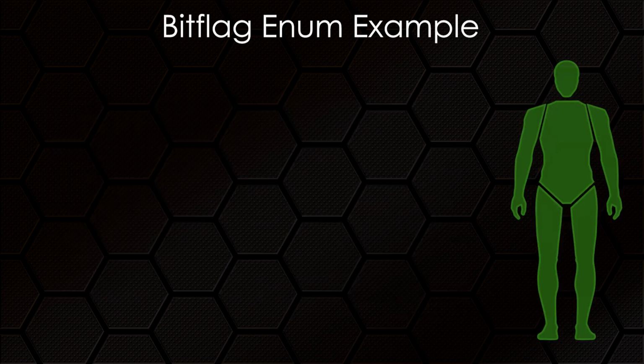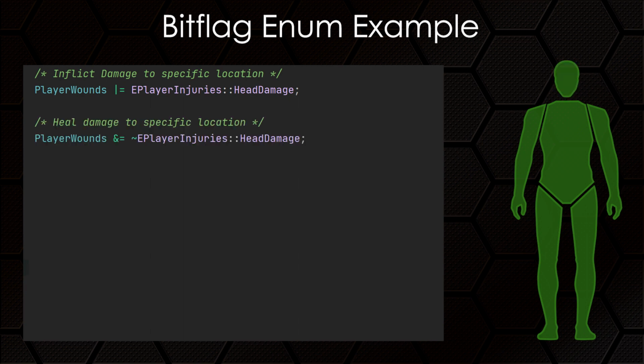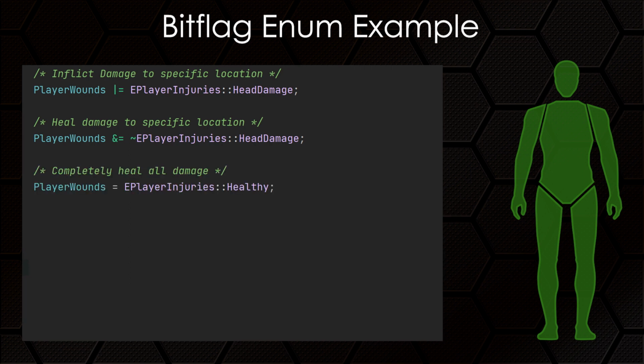So once we have a variable that's typed to our Bitflags enum, we can do various things with it. We could inflict individual wound locations on the player, additional to anything they currently have. And if they already have the specific wound we're trying to inflict, nothing would be changed. It's still injured. We can also heal specific wounded locations in a similar way, or completely heal the player.